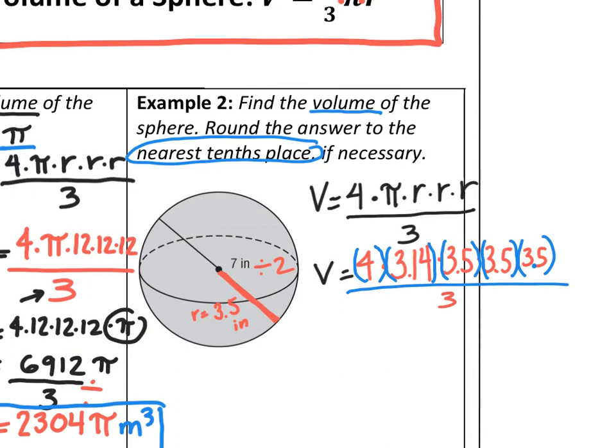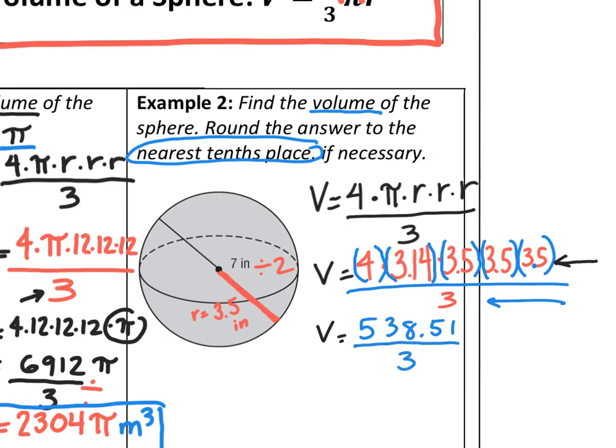So let's go ahead and do that. Let's put this top section into our calculator. We're just going to multiply that. So on your calculator, I want you to type in 4 times 3.14 times 3.5 times 3.5 times 3.5. And if we did it correctly, we should have 538.51. We're not quite done. We did the top, now we have to worry about the bottom. So now let's divide by 3.